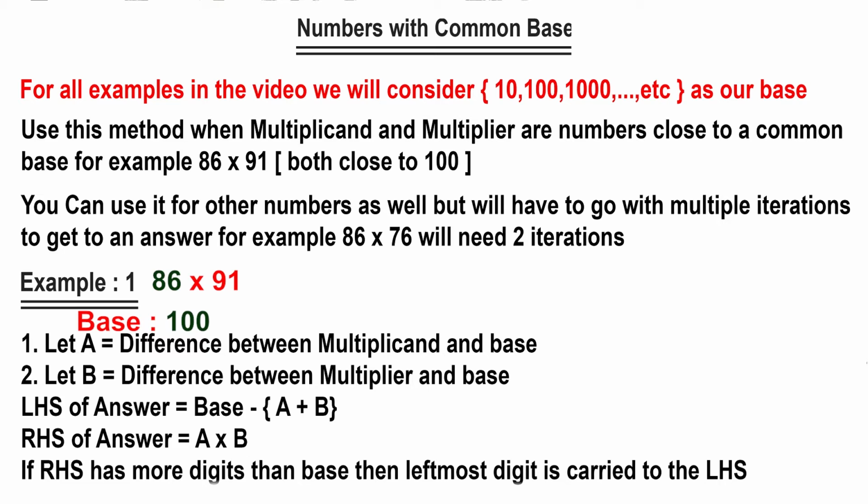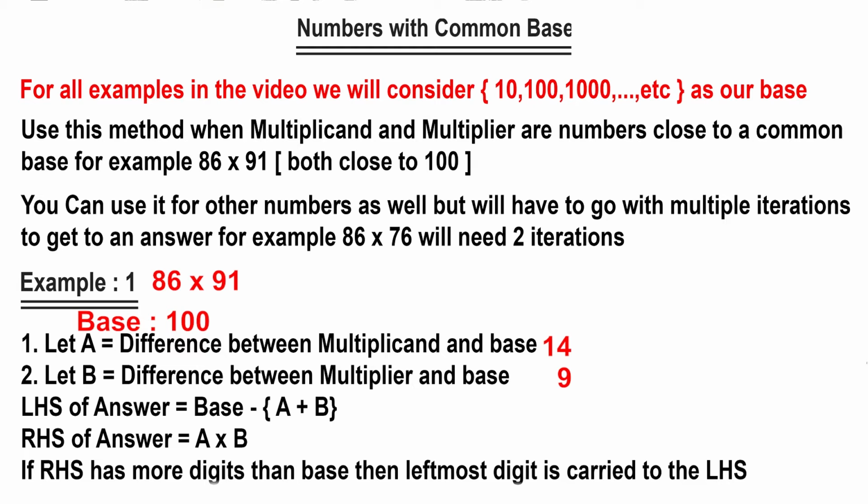Step 1: we consider A to be the difference between the base and the multiplicand, which in our case is 14. Similarly, let us consider B to be the difference between the multiplier and the base, which in our case is 9. As you can see, to get both A and B, we calculate how much our number is less than or more than the base.